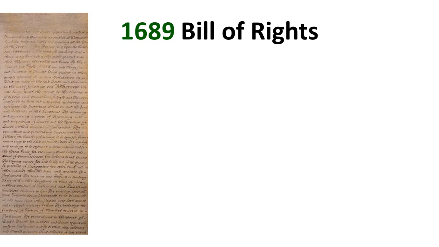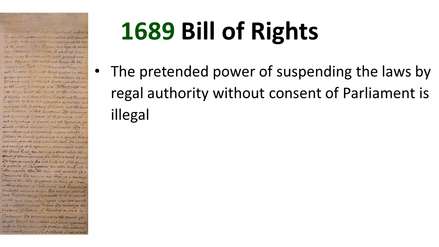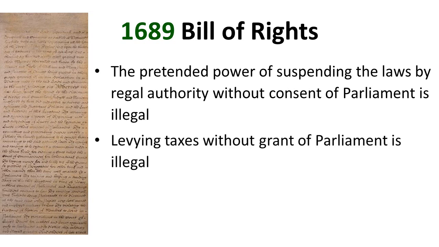It was a list of rights for the Parliament, a text that guaranteed the rights of the Parliament. I give you a couple of examples of these rights. The pretended power of suspending the laws by regal authority without consent of Parliament is illegal. Regal authority means the authority of the king. And so the king could not suspend the law without the consent of Parliament. In other words, it was clear that the power of making the law was now totally in the hands of Parliament. Levying taxes without grant of Parliament is illegal.